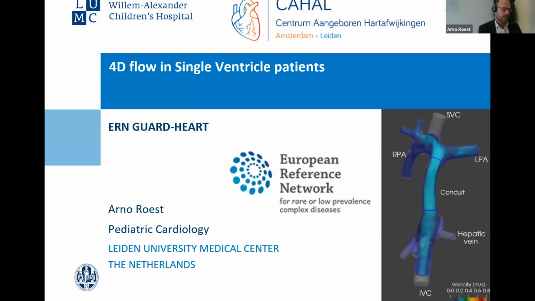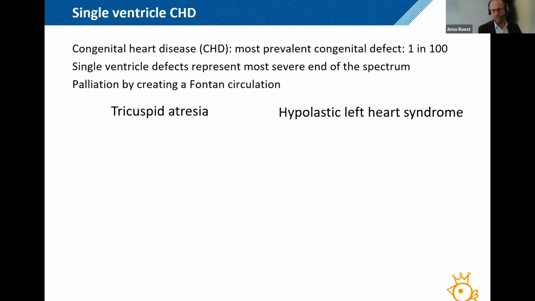I want to dive a bit in more detail into one of the patient categories where it really helped us from our research line to figure out what's going on in a special population of patients. And it is the single ventricle patients. You may know that congenital heart disease is the most prevalent congenital defect that exists, and especially the single ventricle patients represent the most severe end of the spectrum with only one functional ventricle.